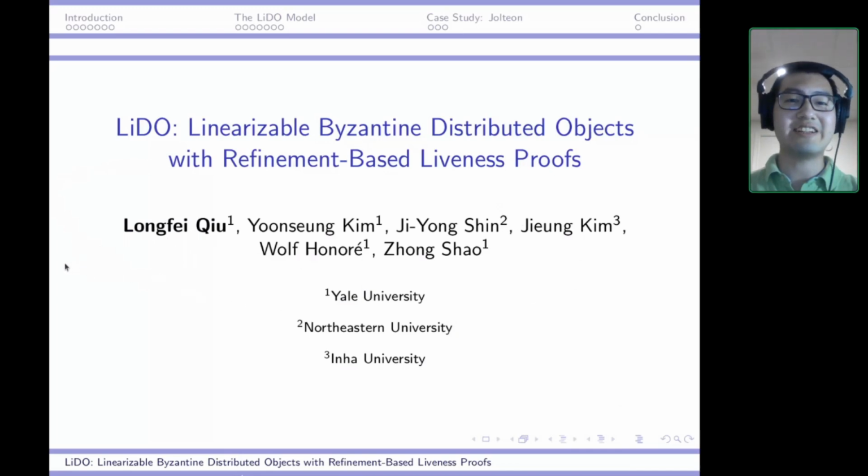So I'm Longfei. I'm a PhD student at Yale University, and I'm presenting LiDO, which is a novel model of Byzantine consensus protocols that supports proving both safety and liveness of these protocols through refinement. And this is joint work with Yoonseung Kim, Ji-Yong Shin, Jieung Kim of Honoré, under advisor Professor Zhong Shao.